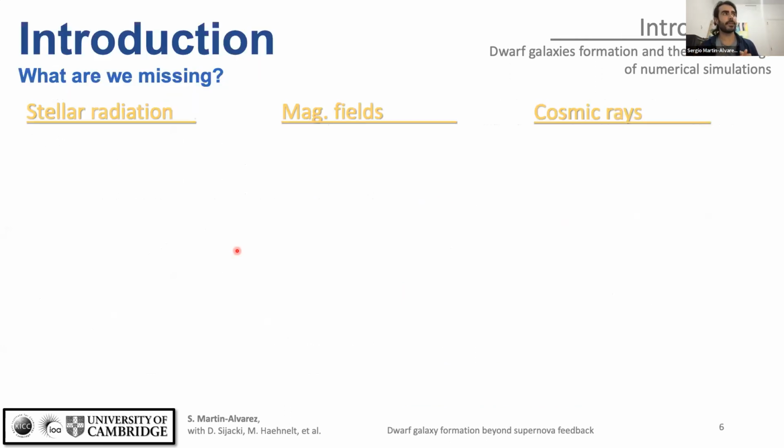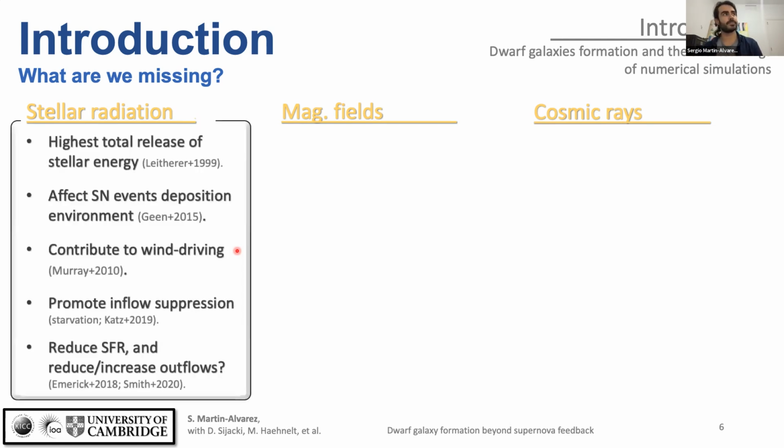So I'm going to be talking again about these three components: stellar radiation, magnetic fields, and cosmic rays, for two reasons. Firstly, because we can now simulate them and include them in our models. And secondly, and perhaps causing the very first reason that I gave, because we know they are important, right? These are baryonic physics that are quite important for galaxy formation.